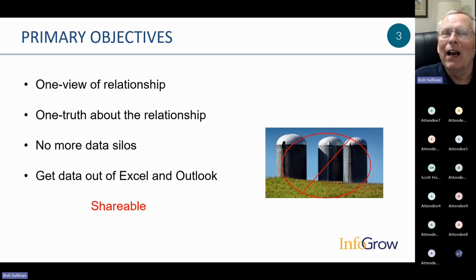Make a CRM be your address book, your contact book, and everyone else is sharing information there. So now in the organization, people can cross fertilize each other. Oh, I see you know this person, or my board member happens to be working with this person. You start building on these relationships to maximize them for yourself. So we get one truth of the relationship of the people that we're dealing with, one view, and no more data silos. We're getting this information out of Excel and out of Outlook.